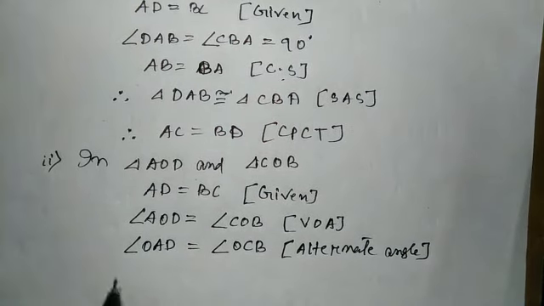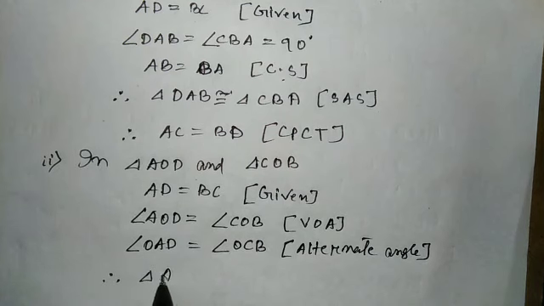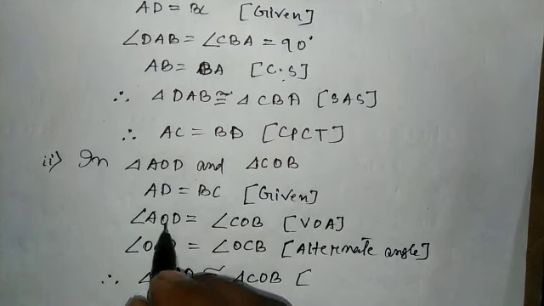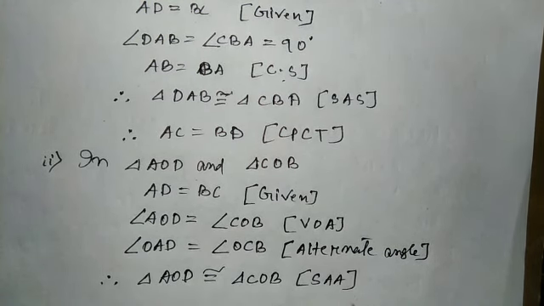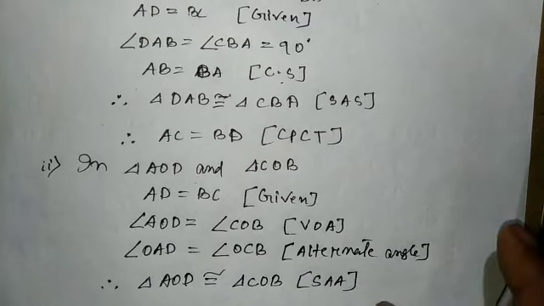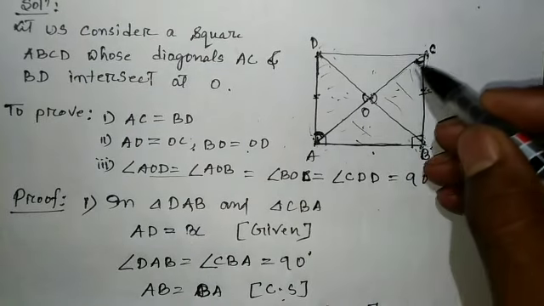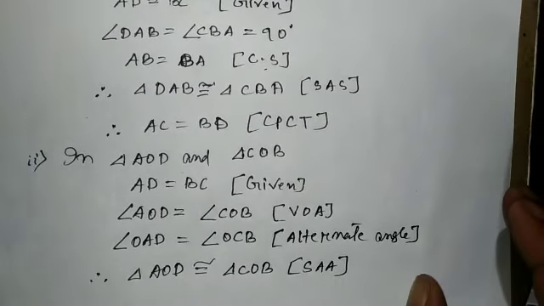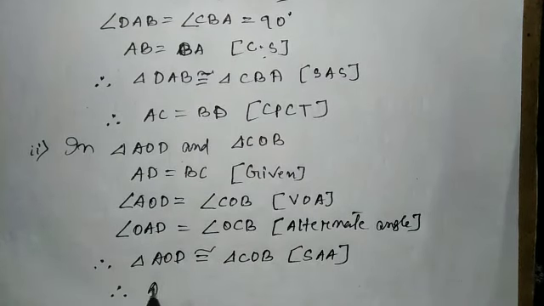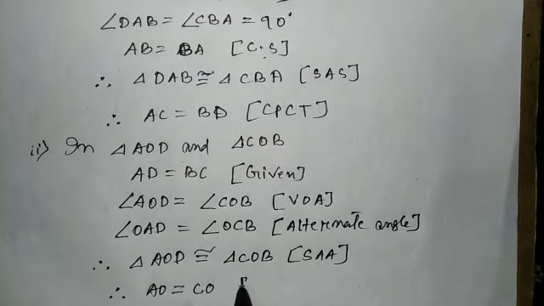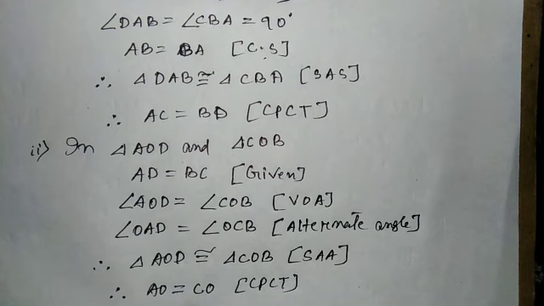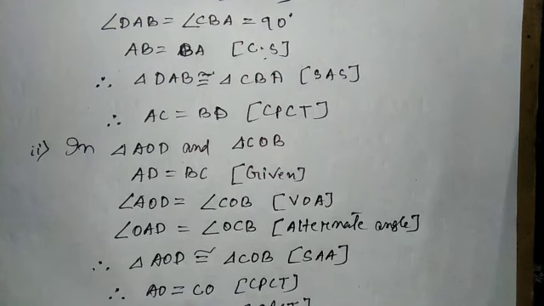Therefore, triangle AOD is congruent to triangle COB by what? Side angle angle, or angle angle side. Now since these two triangles are congruent, we can directly write AO is equal to CO and BO is equal to DO or OD. Therefore AO is equal to CO, CPCT. Again BO is equal to DO, CPCT. So the second part is proved.